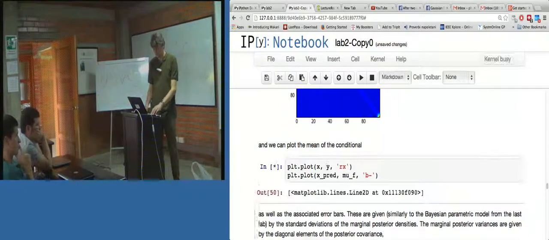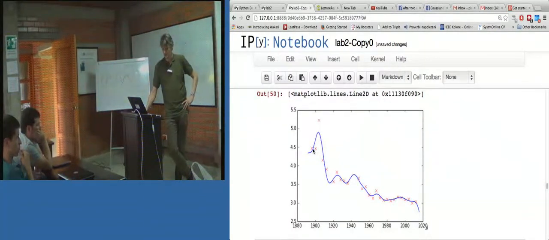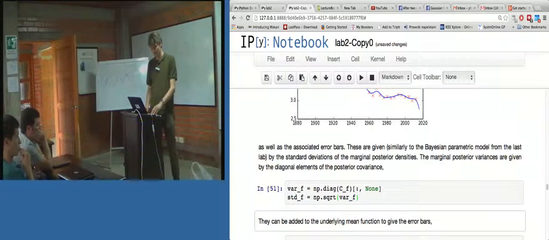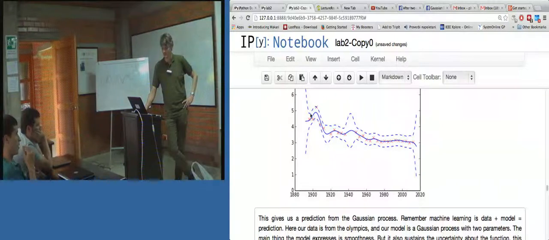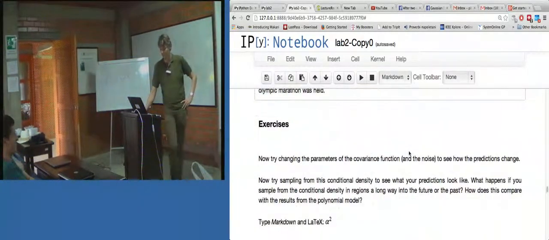So let's plot those predictions. This is the mean prediction, plotting mu f against xpred. It's quite wiggly because we've chosen a particular length scale that makes it wiggly, and then we can also compute, as we did before for the polynomial, the variance of the predictions. So there's the variance. We see it's large before the Olympics start, and then this is oscillating around. It doesn't know what happened in the First World War, it doesn't know what happened in the Second World War, and then it's large like that to the end. So that's our prediction from the Gaussian process.